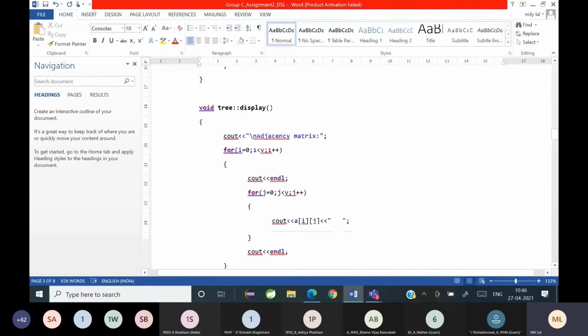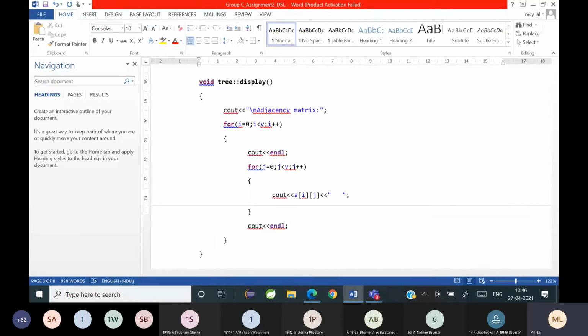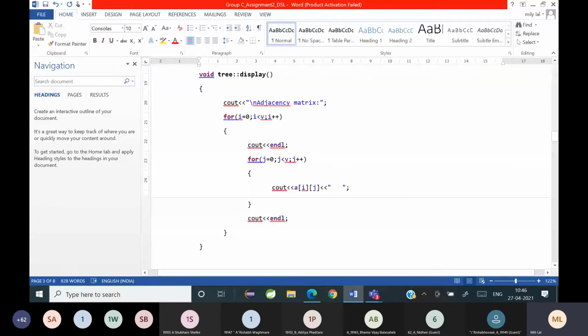Next is display. Now what is happening in display? The adjacency matrix is ready, so you are just going to print the matrix. You can see you need a for loop, and to print it in matrix format you have used cout, and you will get the matrix as the output. So the graph is represented here as an adjacency matrix. If you want, you can represent it as an adjacency list also. Clear?